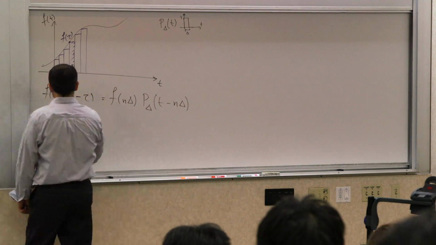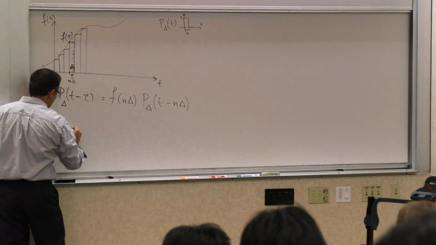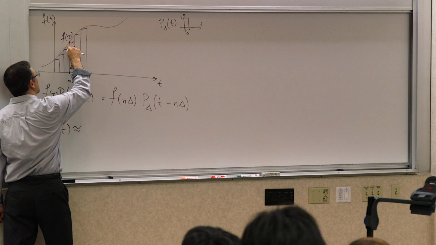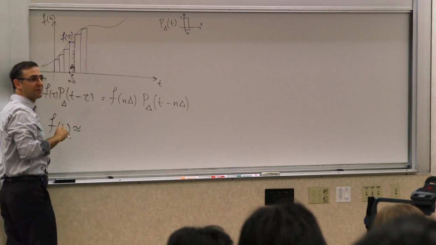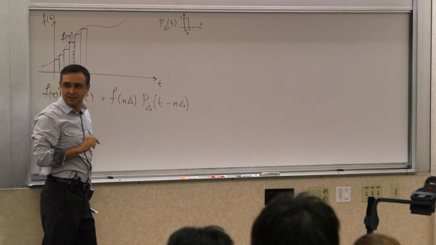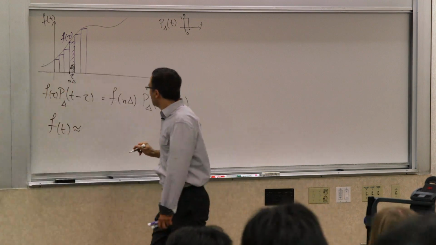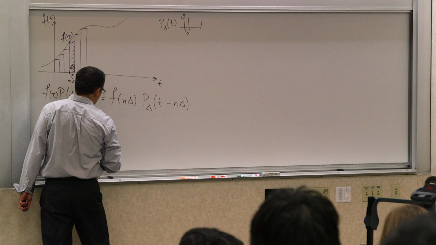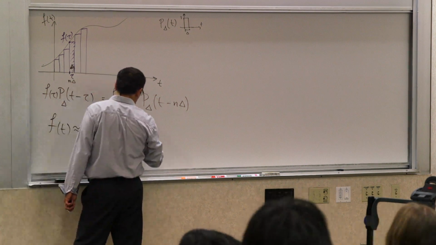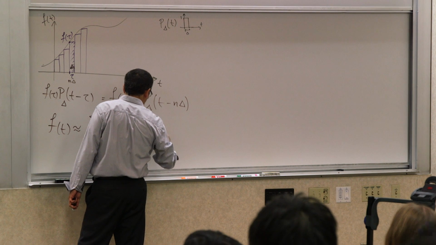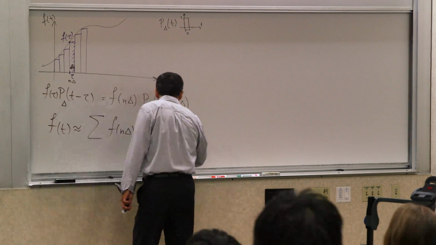So this function, f of t, is approximately, because you can see that there's an error here and here, you're not mapping it exactly, at least not yet, right? So that's going to be the sum of these things for different values of n. So I'm putting multiple boxes next to each other with different heights.